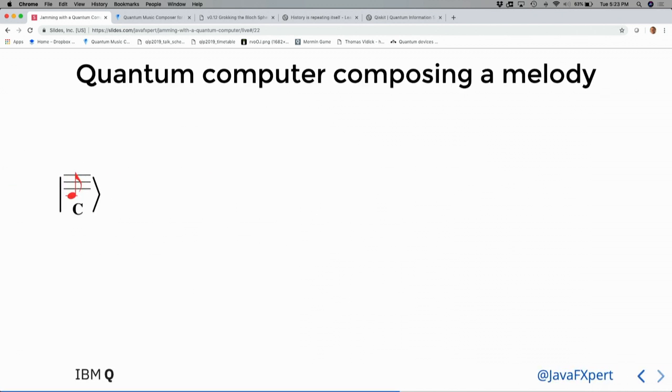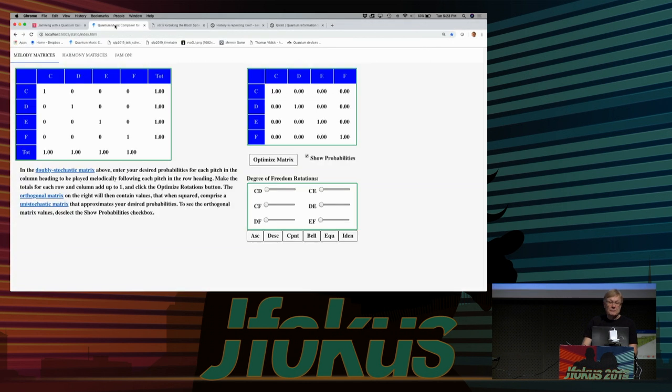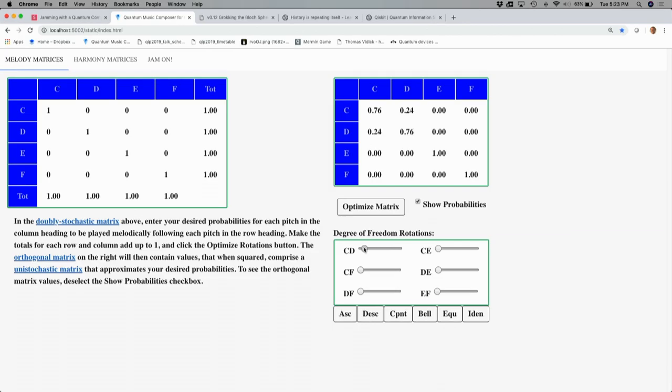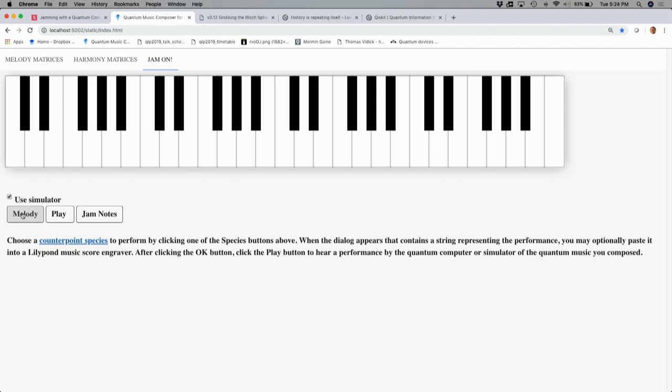I'll show you the application now. The process for this particular one is using the slider, which controls the probability from C to D. I'm going to make the slider go to about the same state that I just had. C to C is about 33%, and C to D is about 67%. I can go ahead and compose a song right now using these probabilities. We have those probabilities set up, and we can look at the harmony matrices. I'm going to turn that off, since I just want to deal with melodies right now. Then I'll go to this Jam On tab, and I'll click Melody.